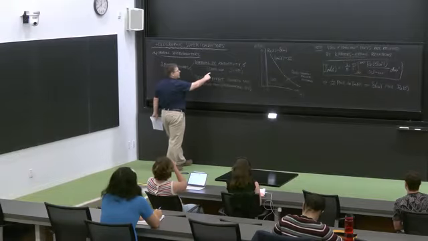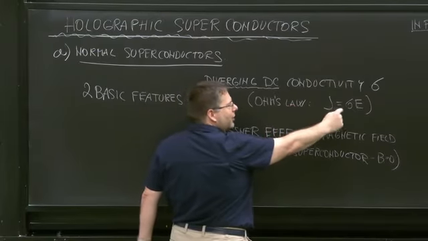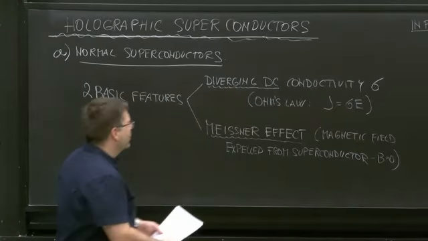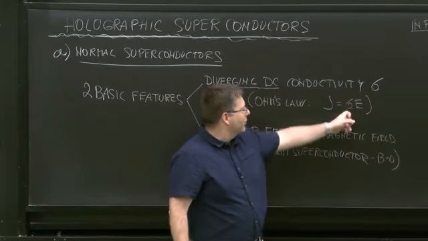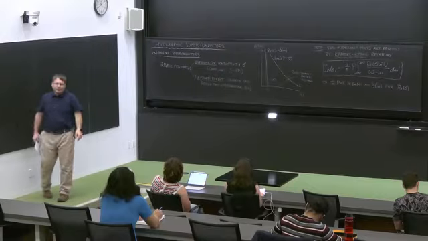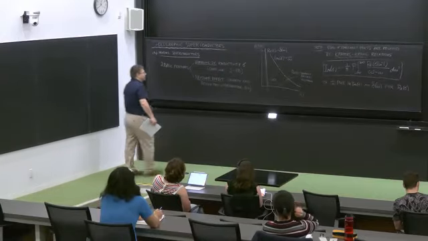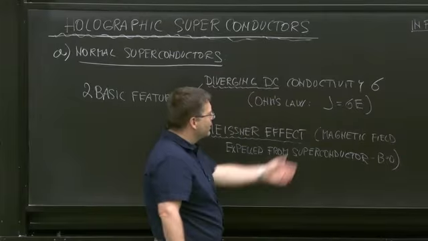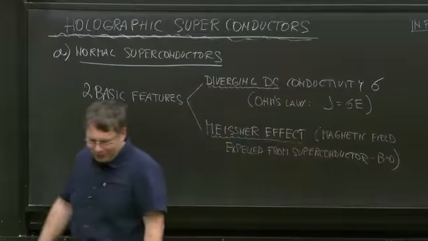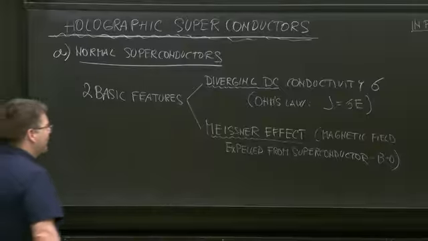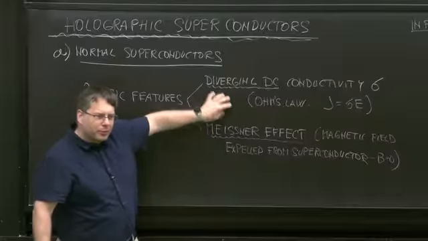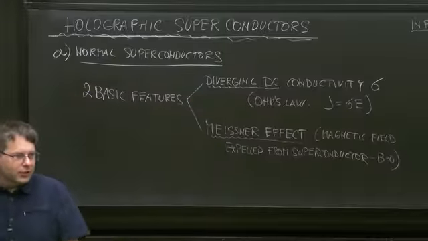I remind you that there is something called Ohm's law: the current is given by conductivity times the applied electric field. If you have diverging conductivity here, you can have current even if there is no external electric field, or infinite current if there is an external electric field. Basically, it doesn't take any energy or force to induce the current. This would also be true for perfect conductors.